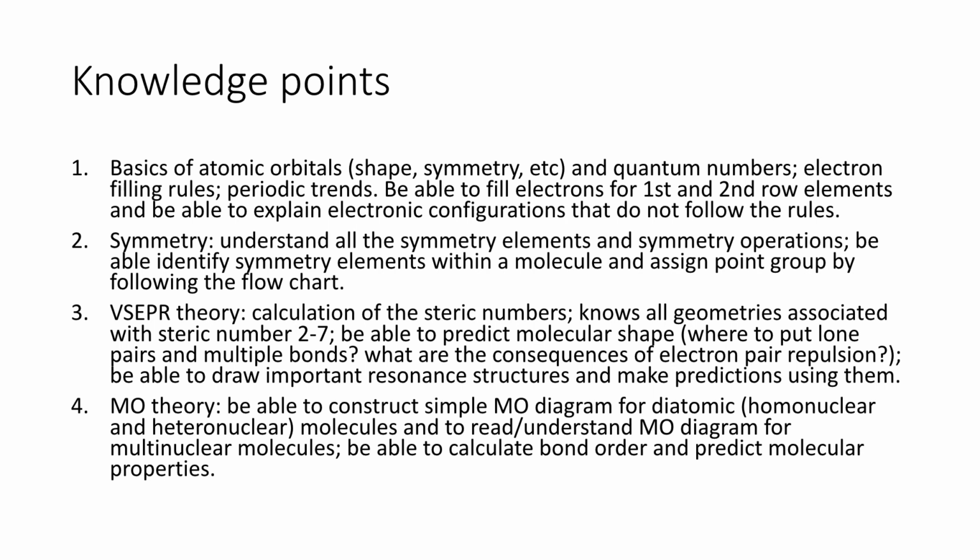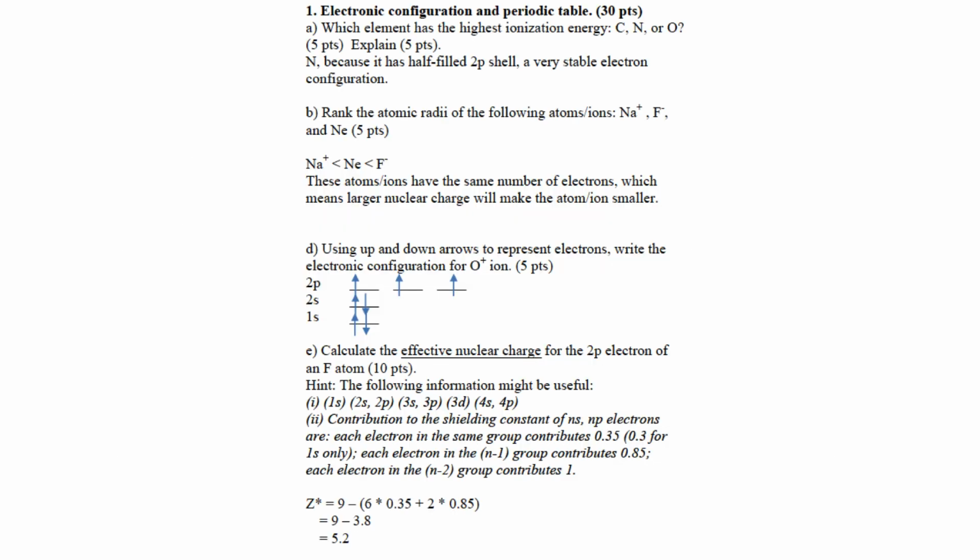Okay. All right. In the next couple of slides, I want to quickly go over the selected problems in the practice exam. Some of the problems are pretty simple, so I'm just gonna focus on the probably more puzzling ones. All right, the first question is about electronic configuration and the periodic table. The first question is pretty easy. It's about basically the trend of ionization energy, and it's self-explanatory.